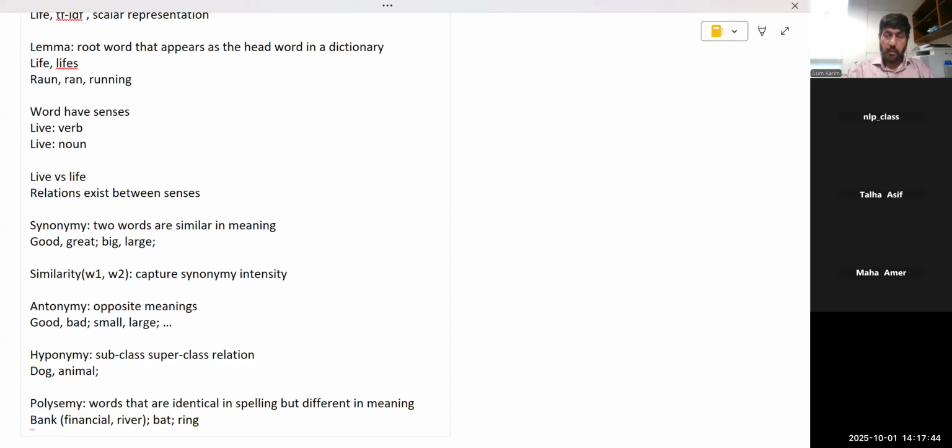You can think of ring. Ring is the ring that a person wears on his finger. It could be the bell ring, the sound of ring. Ring the bell, rang the bell, which would be a verb. The first case would be a noun. Same orthography, same set of characters, but different meanings.